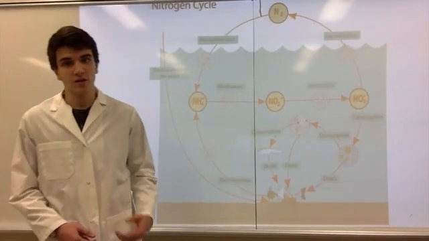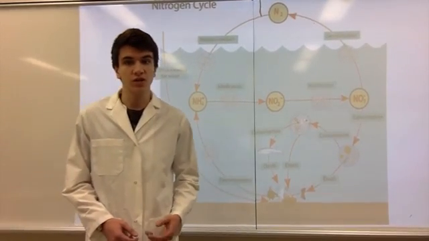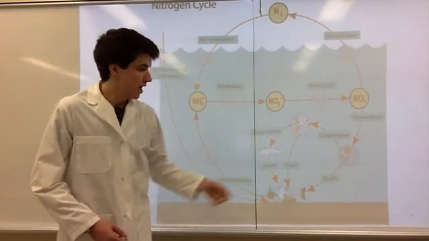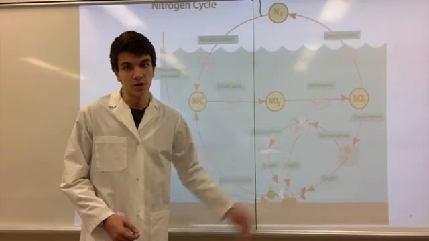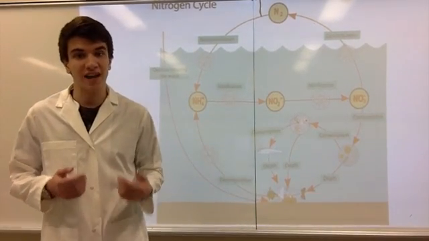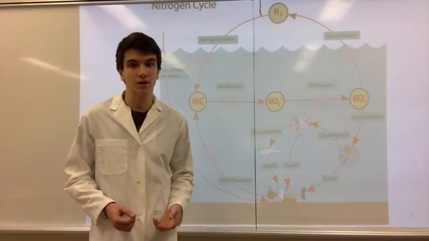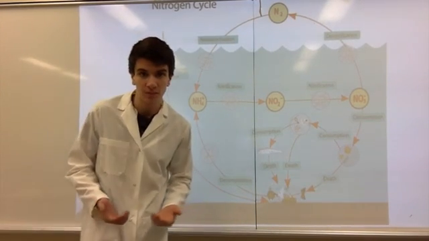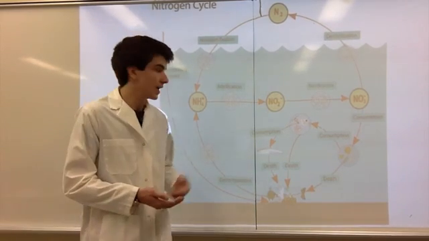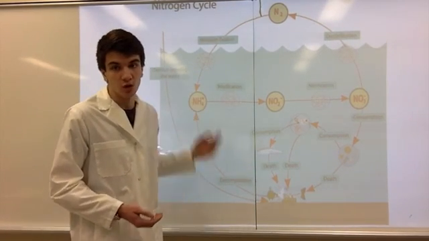Similarly to the nitrogen cycle on land, in an aquatic ecosystem, nitrogen-containing compounds come mainly from the atmosphere, as shown here, and from organic matter, as shown here. These nitrogen compounds from organic matter are organic pollutants such as animal waste and decaying organic matter, which is dead animals and plants. Nitrogen from organic pollutants are often in the form of ammonia, NH3, or ammonium, NH4.